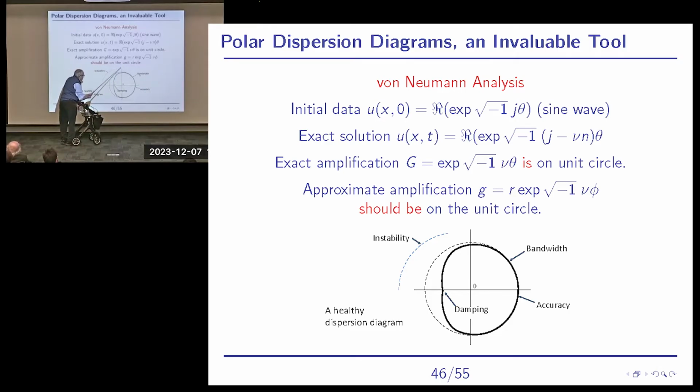If the locus ever goes outside the unit circle, then it's unstable. For high frequencies, well, you can't expect it to be accurate any longer. What you can ask is that it stays well inside the unit circle, so it is damped out and doesn't do any damage. So this is what I call the healthy dispersion diagram. And we're seeing some dispersion diagrams that are healthy and some that are not.